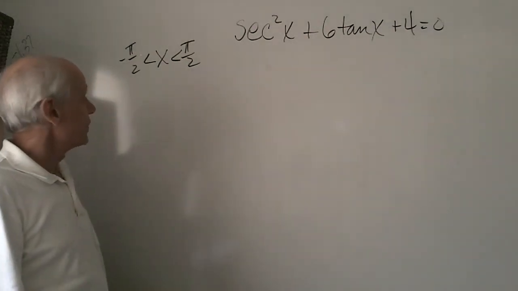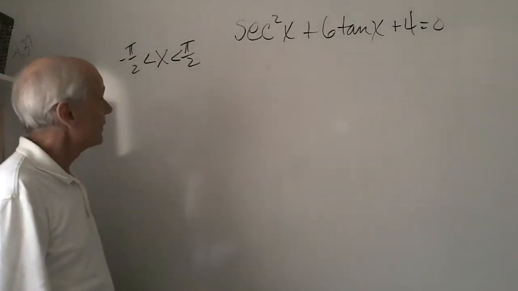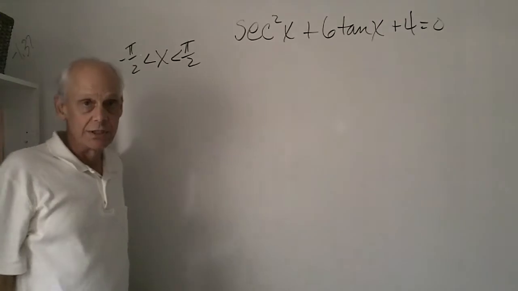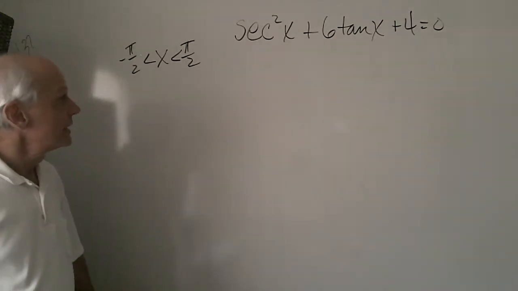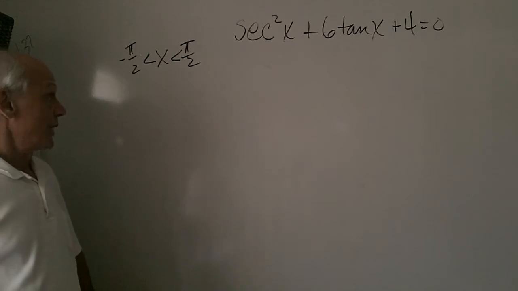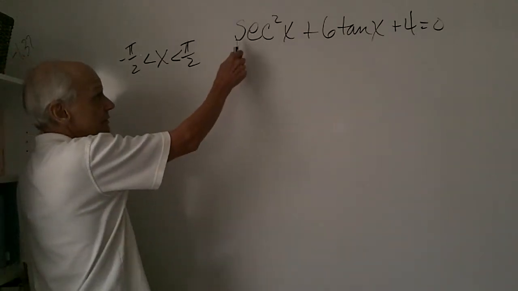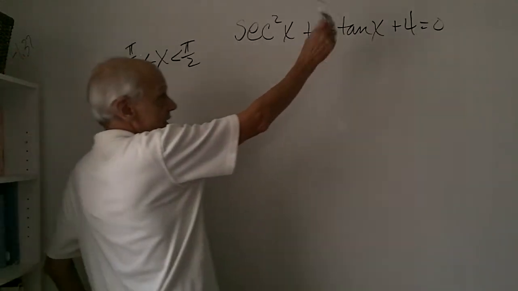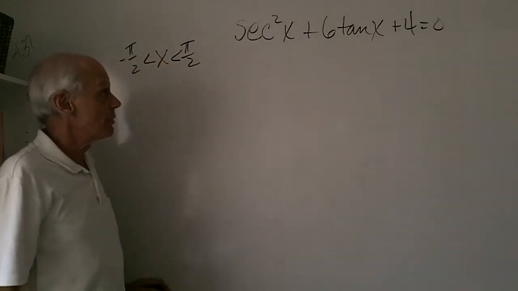Here we have a question from Precalculus. If you haven't gotten to the trigonometric portion of Precalculus yet, that's okay. You will be getting there because it's essential. What we have here is an equation, secant squared x plus 6 tangent x plus 4 is equal to 0.